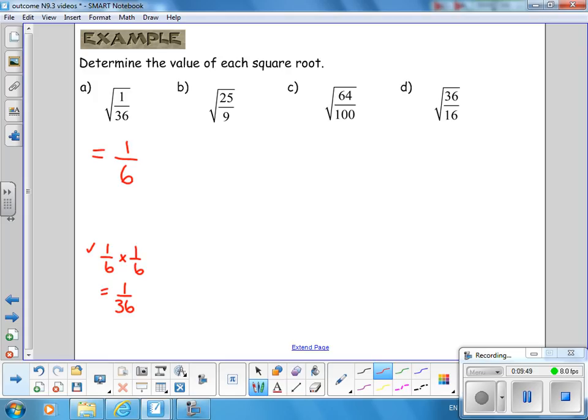Looking at the second one, square root of 25 over 9. Look at the numerator, square root of 25. What multiplies by itself to give you 25? 5 does. 5 times 5 is 25. Look at the denominator. Square root of 9. What multiplies by itself to give you 9? 3 does. 3 times 3 is 9. Again, if you need to use your calculator, you're doing it twice. You're finding the square root of 25, then you're finding the square root of 9, and you're writing your answer as a fraction. Checking this, 5/3 times 5/3 is 25/9.